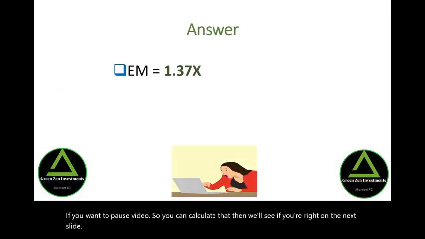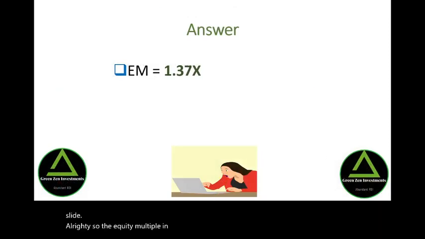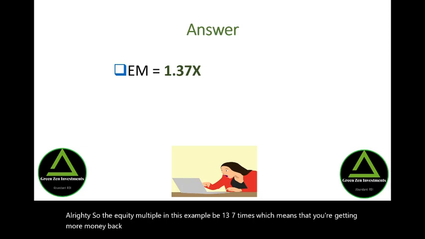Alrighty, so the equity multiple in this example will be 1.37 times, which means that you're getting more money back than what you invested. So that's actually really good.